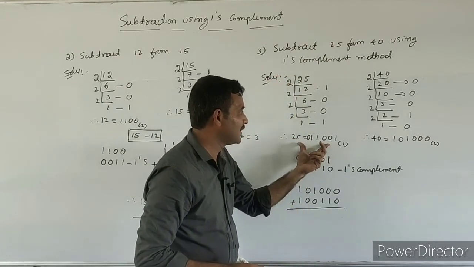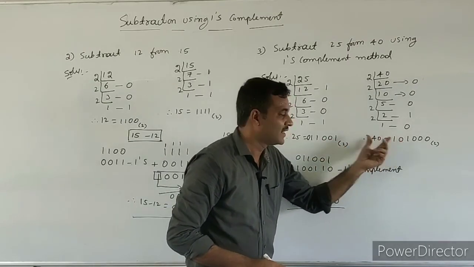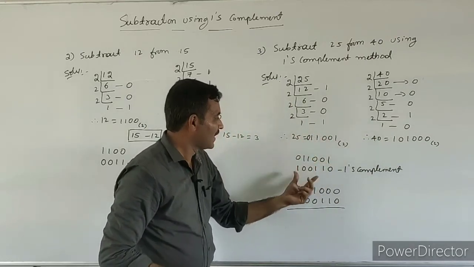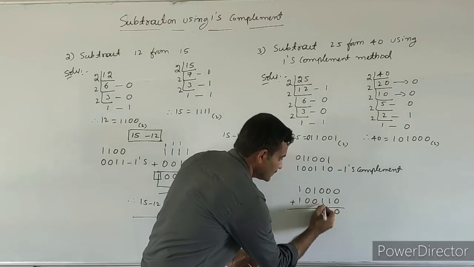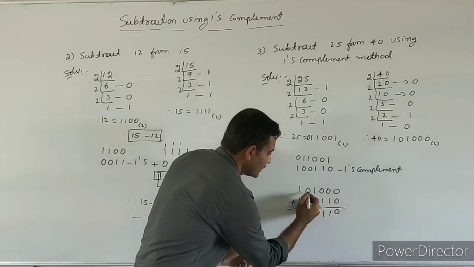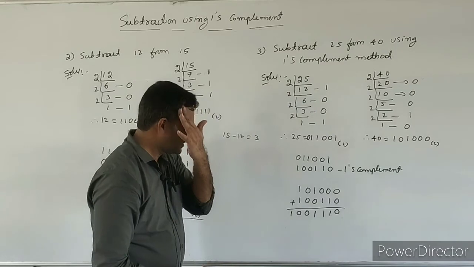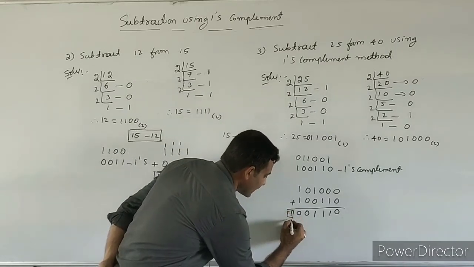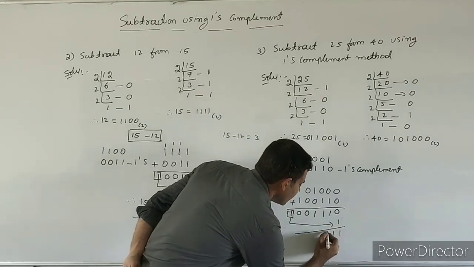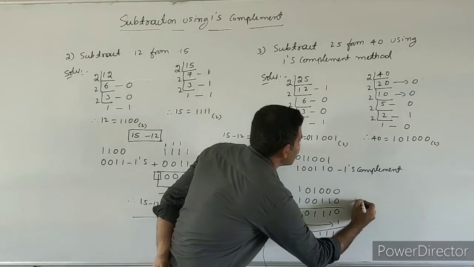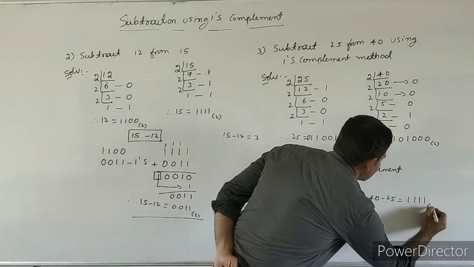So first we find the binary equivalent of 25 and 40. Next we make them an equal number of bits. Then take the 1's complement of the subtrahend and add it to the minuend. So 0 plus 0 is 0, 0 plus 1 is 1, 0 plus 1 is 1, 1 plus 0 is 1, 0 plus 0 is 0, 1 plus 1 is 0 and carry. Again it generates a carry. If carry is generated, add it to the least significant bit. That is 1 1 1 1, the answer. Therefore 40 minus 25 is equal to 1 1 1 1 in binary.